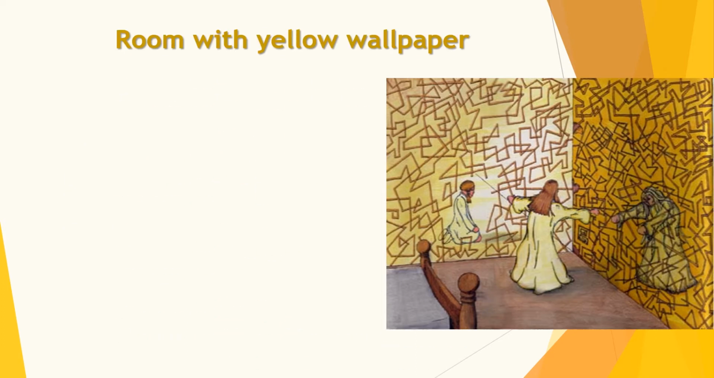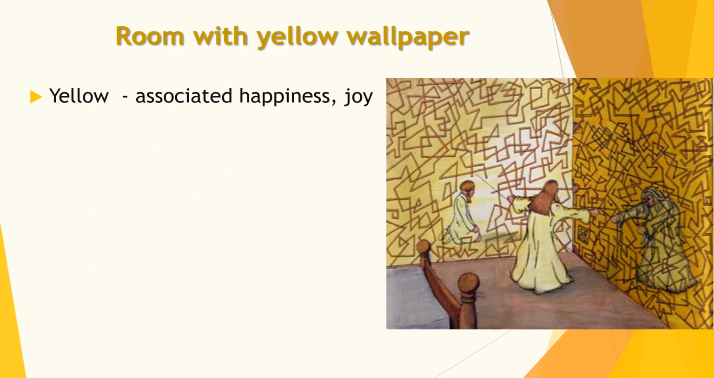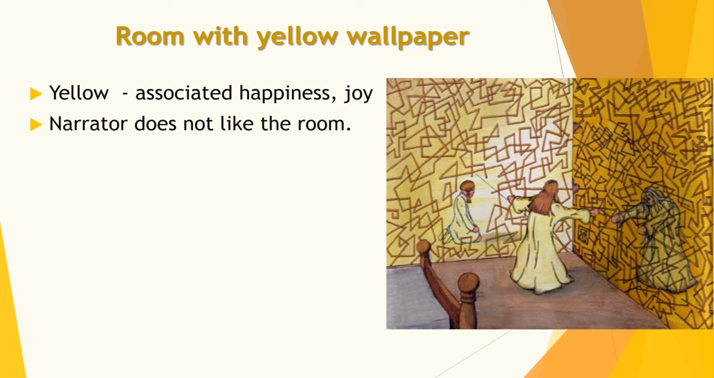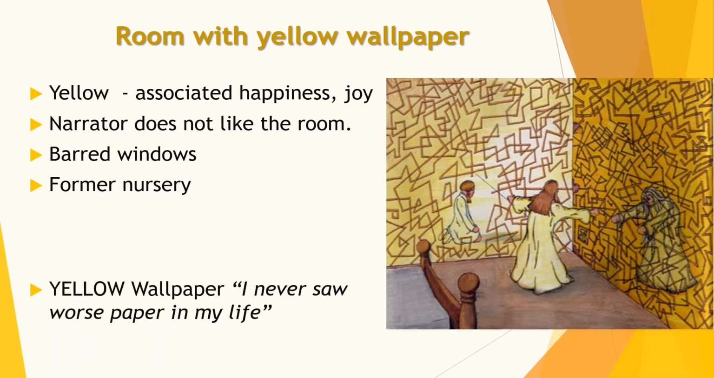If we look at the room itself, the room with the yellow wallpaper, now yellow is usually associated with happiness and joy, but we know that the narrator does not like the room. She did in fact not even want to be in that room. She wanted the downstairs bedroom. There are barred windows. The narrator thinks it used to be a former nursery, so where the children were kept as babies, where they slept.